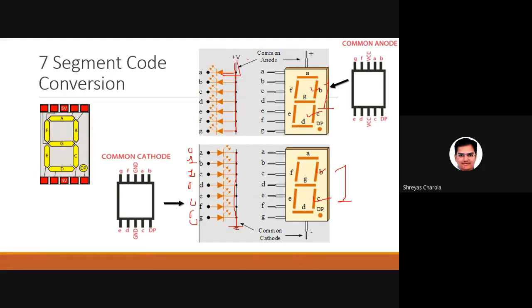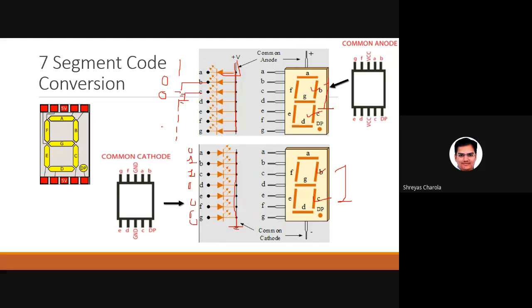Since one of the points is connected to VCC, the other should be connected to the ground to turn it on. So B and C should be 0, 0 and the rest of them should be 1, 1. This is the difference between the common anode and the common cathode.